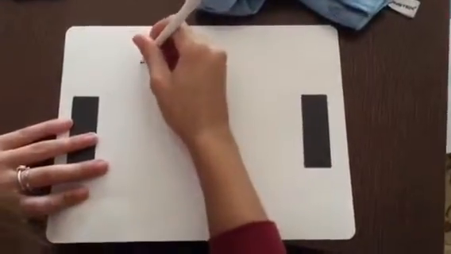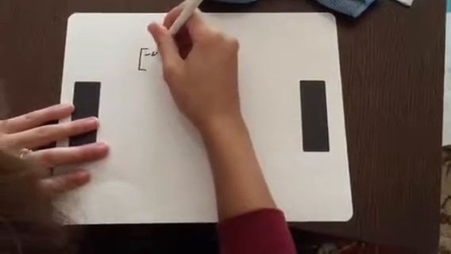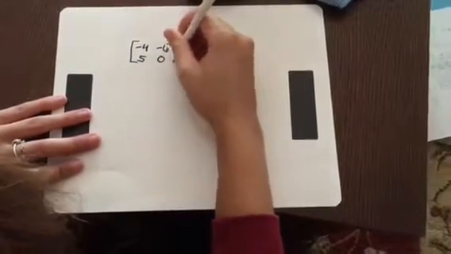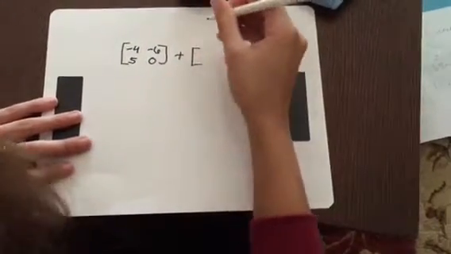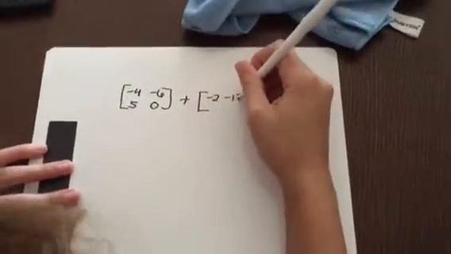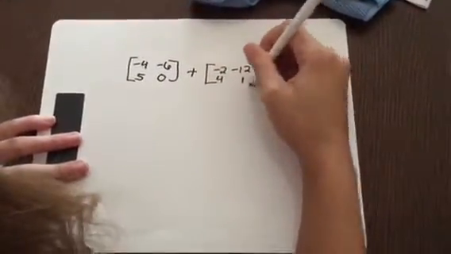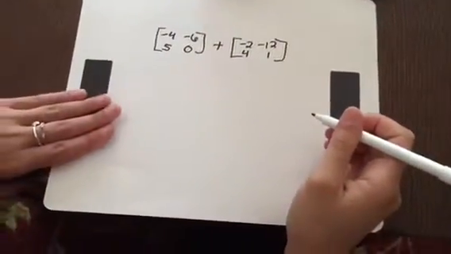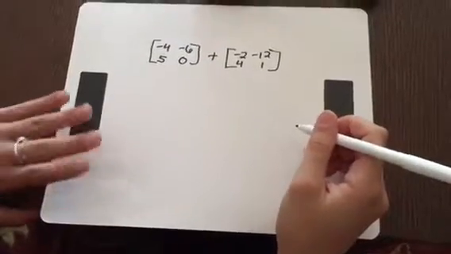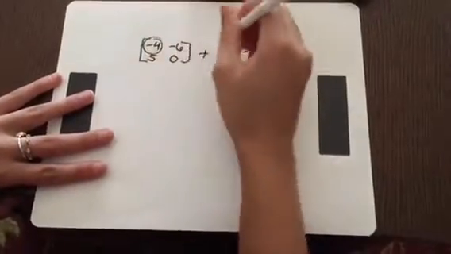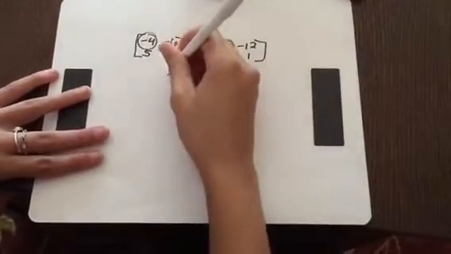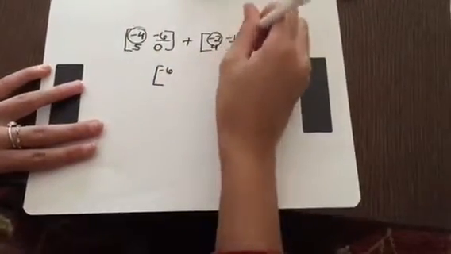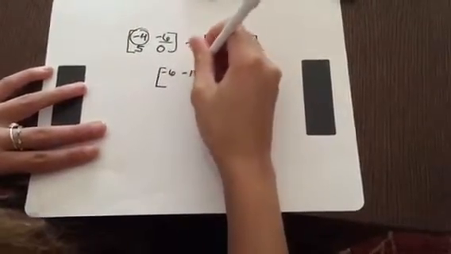So an example is this matrix C, -4, -6, 5, and 0, plus -2, -12, 4, and 1. To add matrices, you add the number that corresponds with the other matrix's row and column. So -4 will be added to -2. So in our new matrix, it's going to be -6.